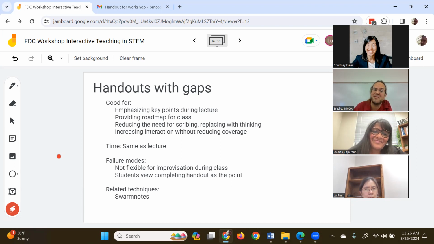I personally don't use this because I like to improvise a little more in class. And this kind of locks you in. This is the things that you're doing. So that's why I'm actually on the Jamboard instead, because if something comes up, somebody asks a good question, I'll just start a new board and go with it in real time.